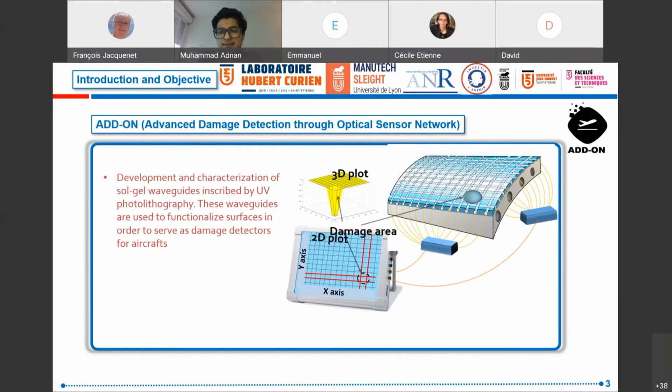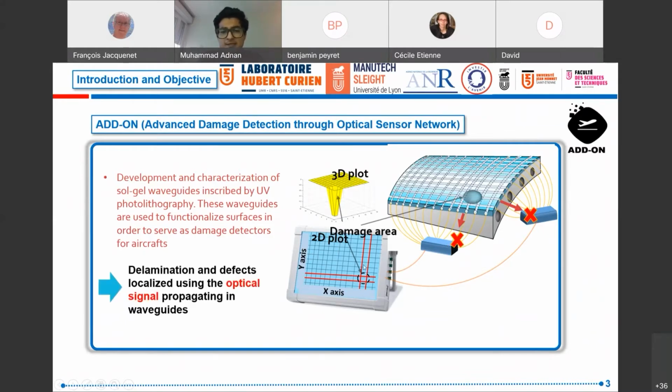For example, when this 2D waveguide is implemented on an aircraft, if there is any defect, for example here, this circle, and we inject light here, then we will not be able to see optical modes here and here. So with the help of 2D mapping, we will be able to localize our defect. So this is the main aim of this project.